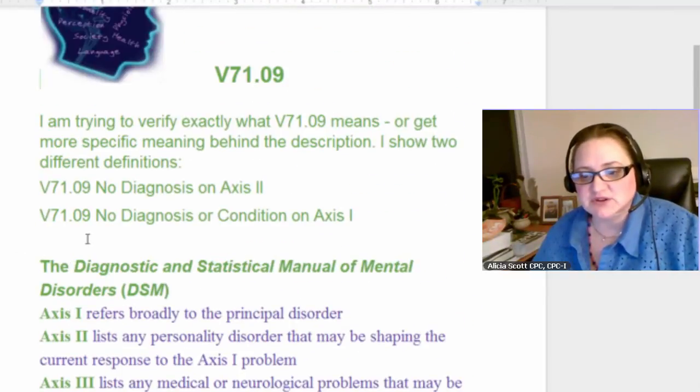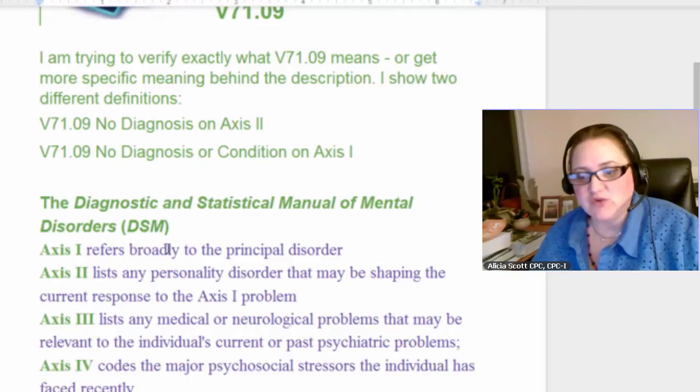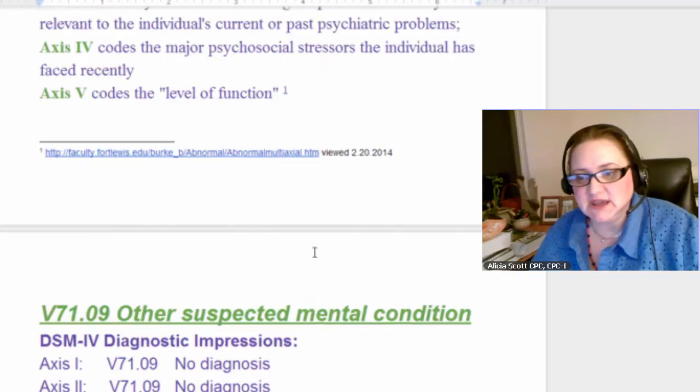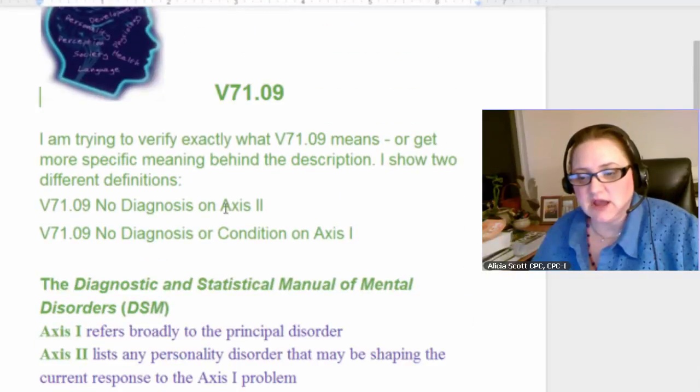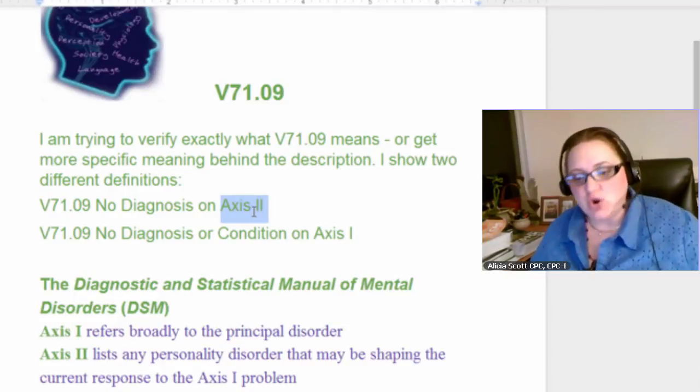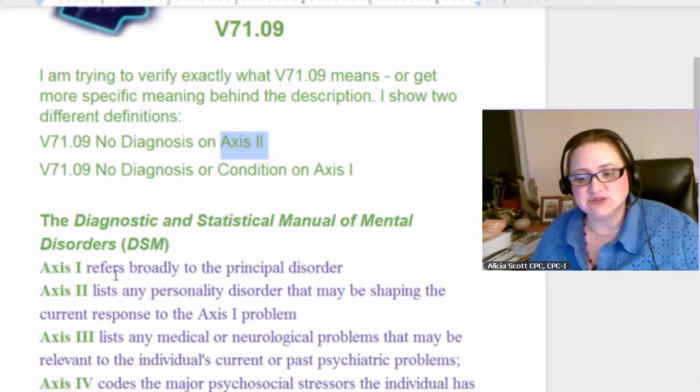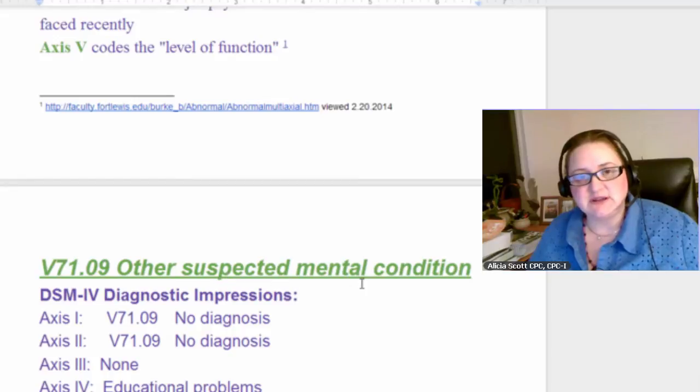Then, if the person has axis 1, same thing, it refers broadly to the principal disorder. This doesn't mean that axis 1 is not part of the diagnosis code. What it means is that they're using the V71.09 because in axis 1 for the principal disorder there is other suspected mental condition, but they don't have a diagnosis for it yet.